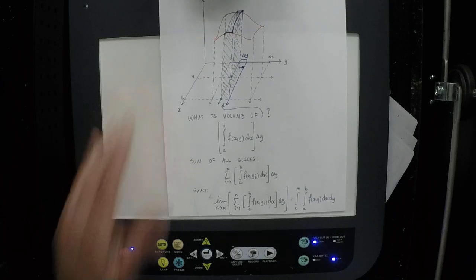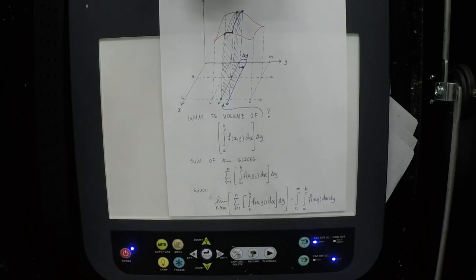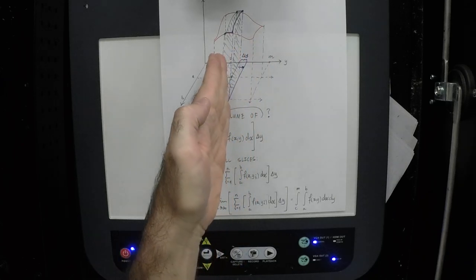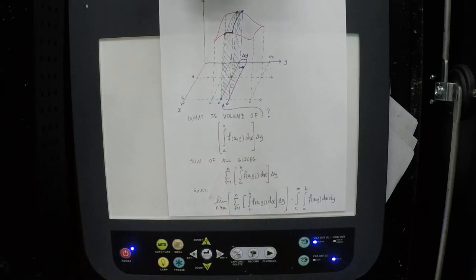Okay, so let's think about this. Do you suppose that it should matter? What if I put the request to you? I gave you a physical object and said, I want you to estimate its volume by cutting it into bread slices. Do you think that the answer to your question would depend on if you cut them this way or that way? Would it matter?